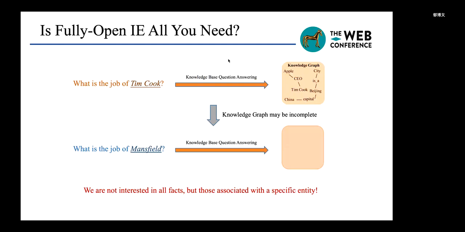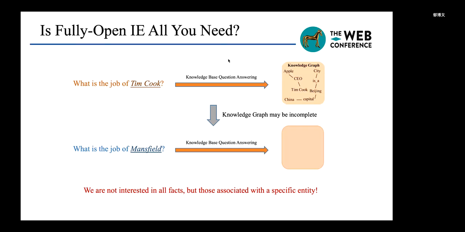While OpenIE aims to extract all possible facts in the text, we observe that in lots of knowledge-driven applications, we are not interested in all facts, but those associated with a specific entity. For example, in the task of knowledge-based question answering, we often have a target entity and hope to enrich it with related informative facts for better understanding.